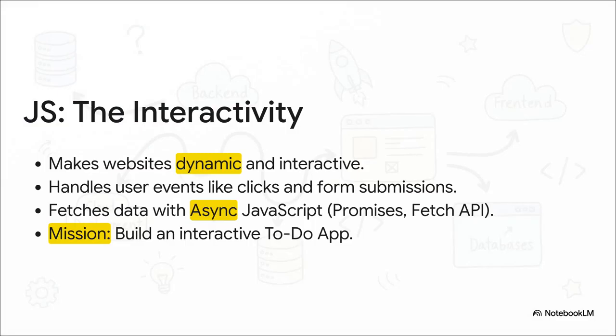So we've got our structure with HTML, and it looks great thanks to CSS. But it's just a static picture. It doesn't do anything. That's where JavaScript comes in. Think of JavaScript as the electricity, the plumbing, the elevators. It's what brings the whole building to life. Every time you click a button or submit a form or see a cool animation, that is JavaScript at work. It's also what lets a page update without you hitting refresh. A perfect project to really get the hang of this is to build your own interactive to-do list app.